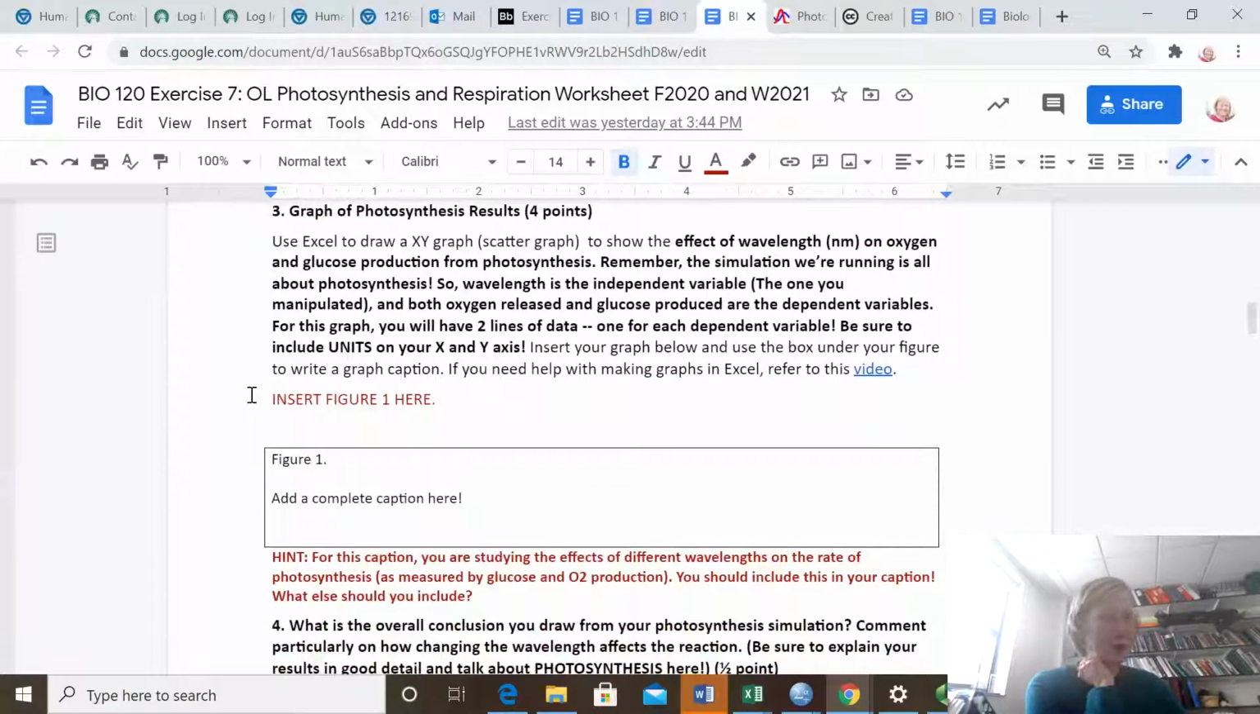Oh, and I need to make a graph of the effect of wavelength on oxygen and glucose production from photosynthesis. So I'm only going to focus on oxygen and glucose, so I'm going to have 2 lines of data. Wavelength is my independent variable, so it's going to go on the y-axis. Amount of oxygen and glucose produced is going to go on the y.